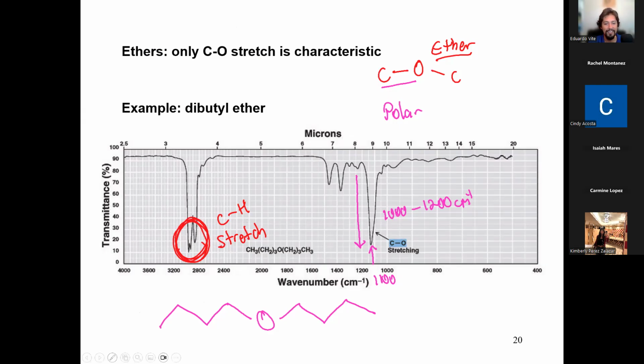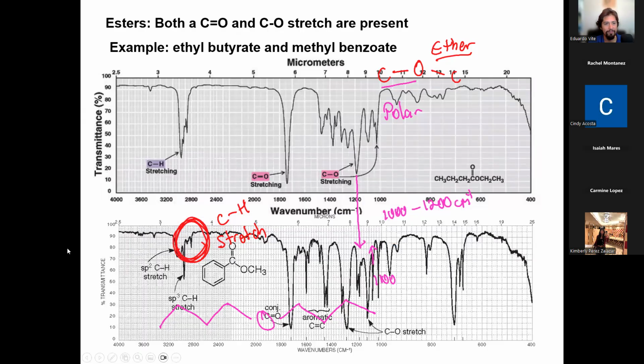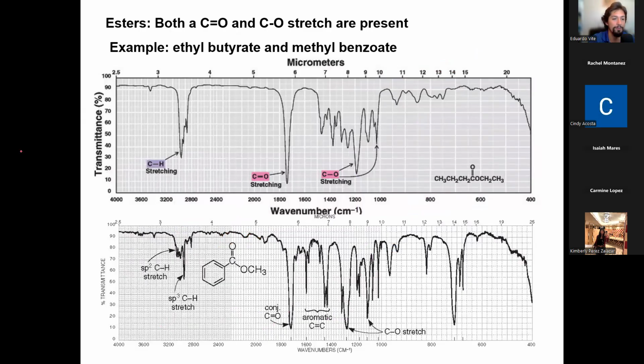All righty. So next example. What if you have them both? What if you have a carbonyl and an ether? So this is another functional group. Carbonyl plus ether. This gives me an ester. An ester is a carbonyl and an ether. And it looks like this.